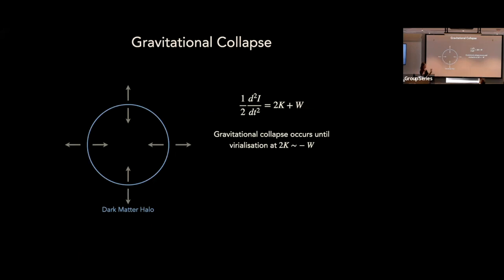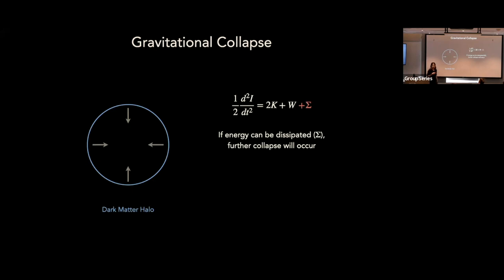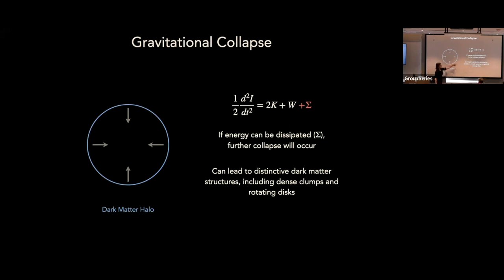It just sits there. Now, if I add dissipation to the theory, what I'm allowing for is further collapse to occur. I don't end up hitting that virialization point. And so now my halo can end up collapsing to really interesting kinds of substructures. It could be a dense clump. Maybe it's something like a rotating disk, because effectively this is going to be very similar to what we're used to with baryonic gas, where we know that the gas collapses and forms a rotating disk. It can end up being similar, where you end up forming a dark matter disk.